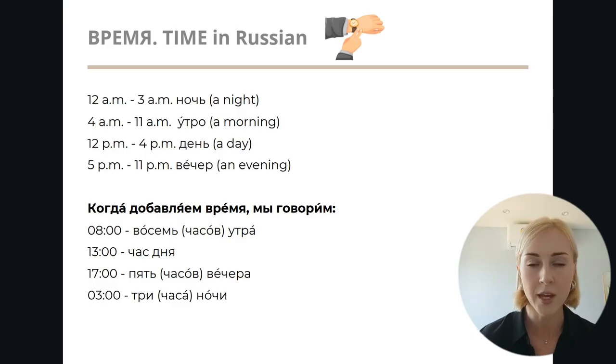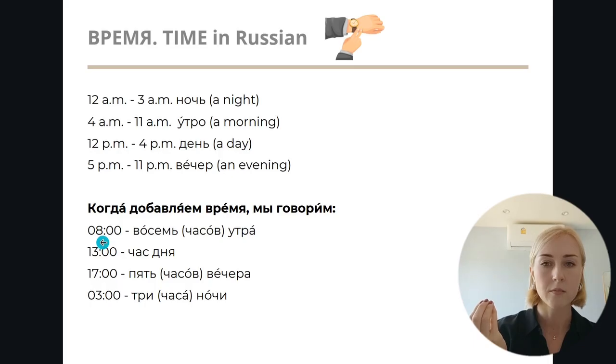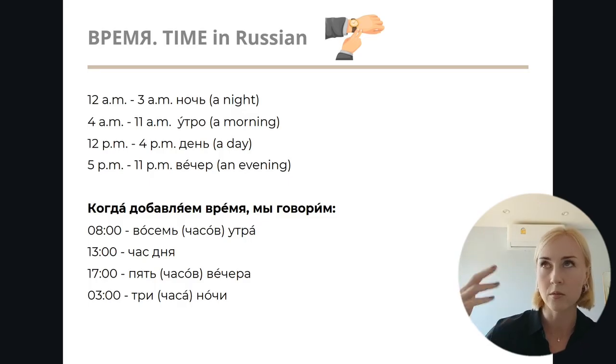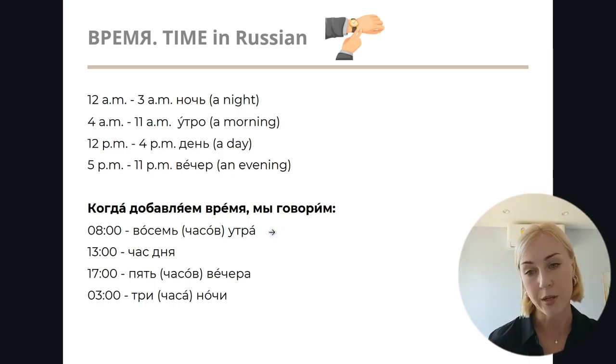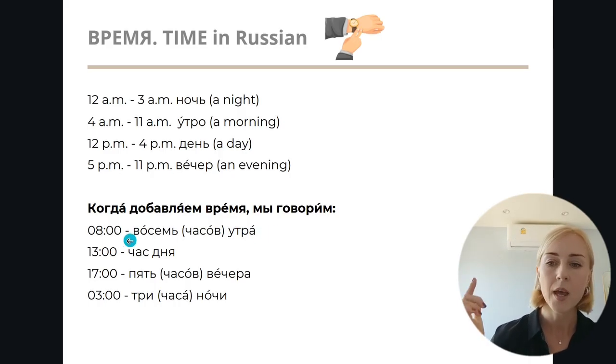And when we just have a number, like for example, this one, 8. If I want other people to understand, if I talk about morning or night or evening, I add the word. But I need to change it as well. So this is how I change it. 8 часов, I can skip часов, I just can say 8, да? 8 утра. Понятно? So 8 a.m.